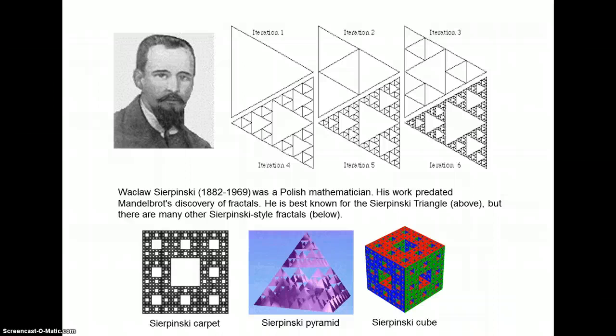The Sierpinski pyramid and the Sierpinski cube are 3-dimensional representations that are formed the same way, by punching out or removing a specific shape over and over as they iterate.